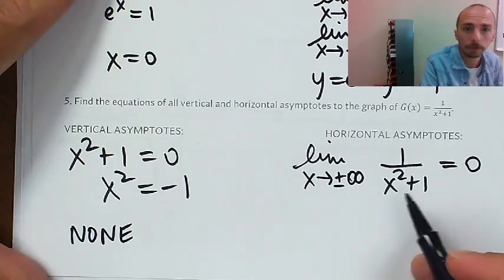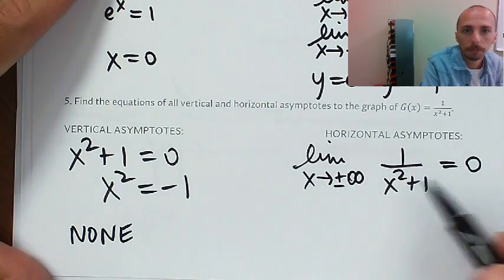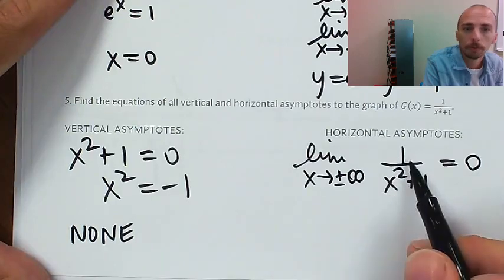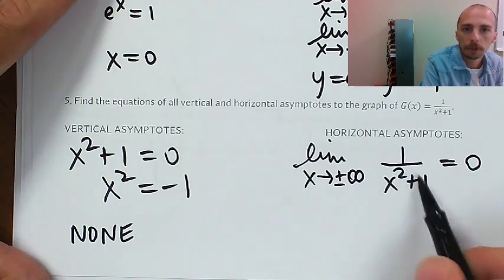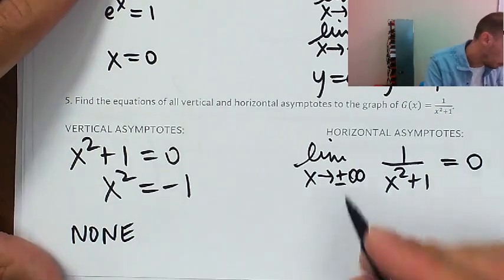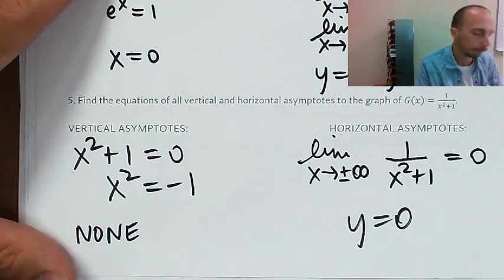First of all, because there's no exponential in here. But second of all, because you square a number, it's going to remain positive, whether it was positive or negative. So this is always going to go to some huge positive denominator, and it's going to go to 0. So I'm going to say y equals 0 is the only horizontal asymptote of g.